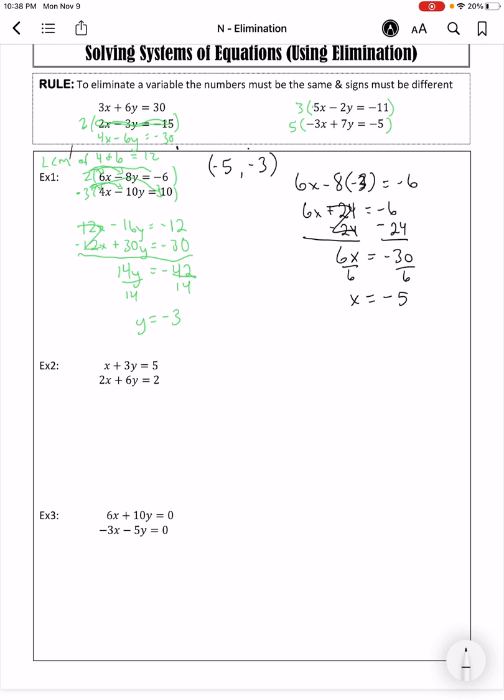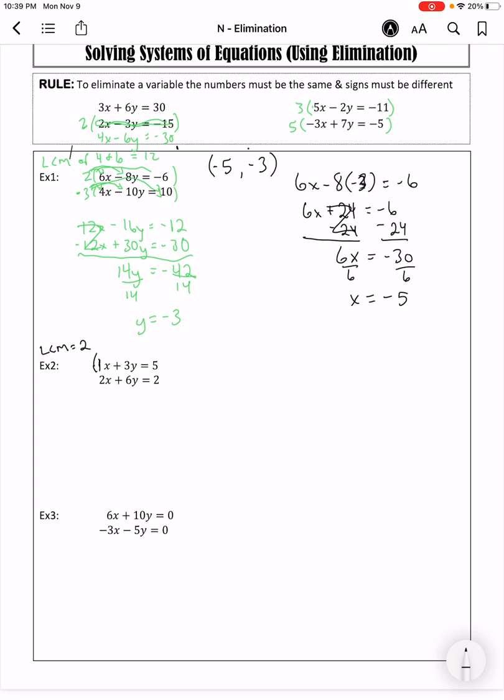All right, now we're going to look at the second one. We've got x plus 3y equals 5 and 2x plus 6y equals 2. All right, now, I don't have opposite signs and I don't have the same number. So I'm going to look again at x. I've got 1x and I have 2x. So I'm looking for the least common multiple. Well, the least common multiple of 1 and 2 is 2. So I don't have to change the bottom equation because it's already a 2.